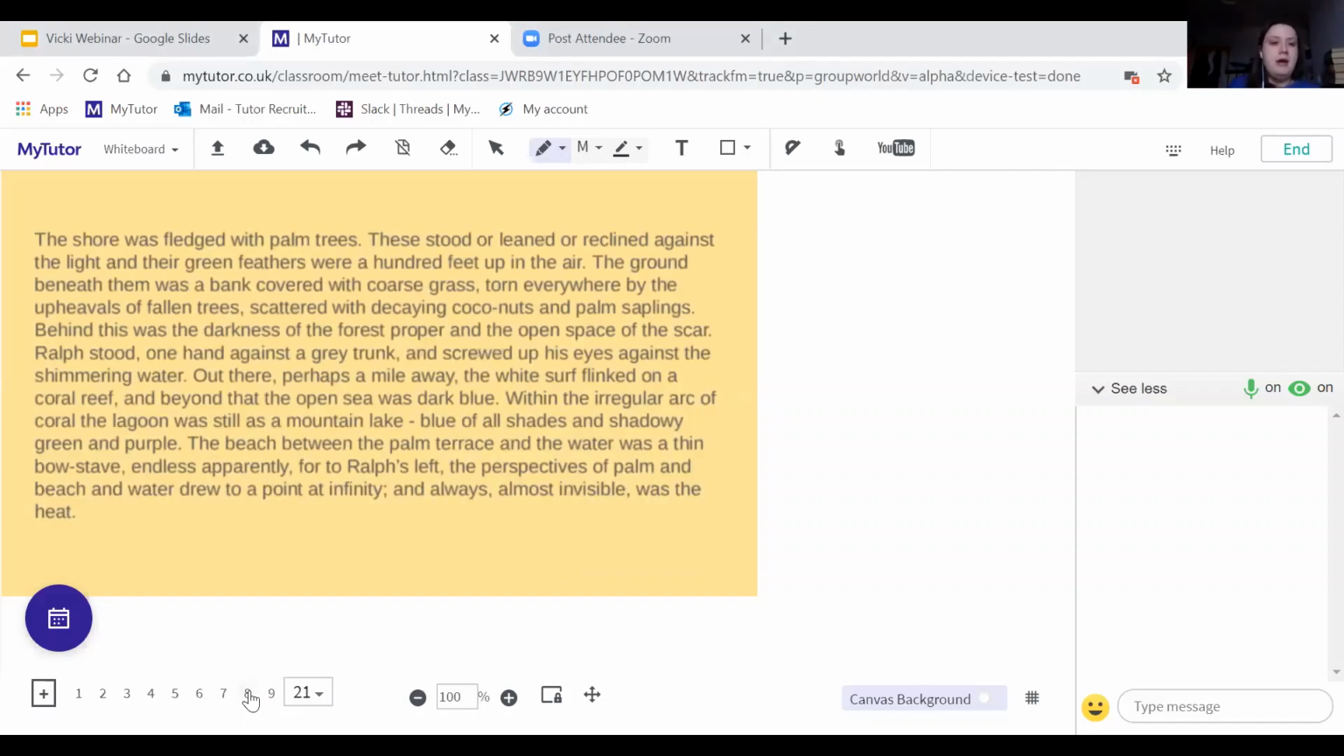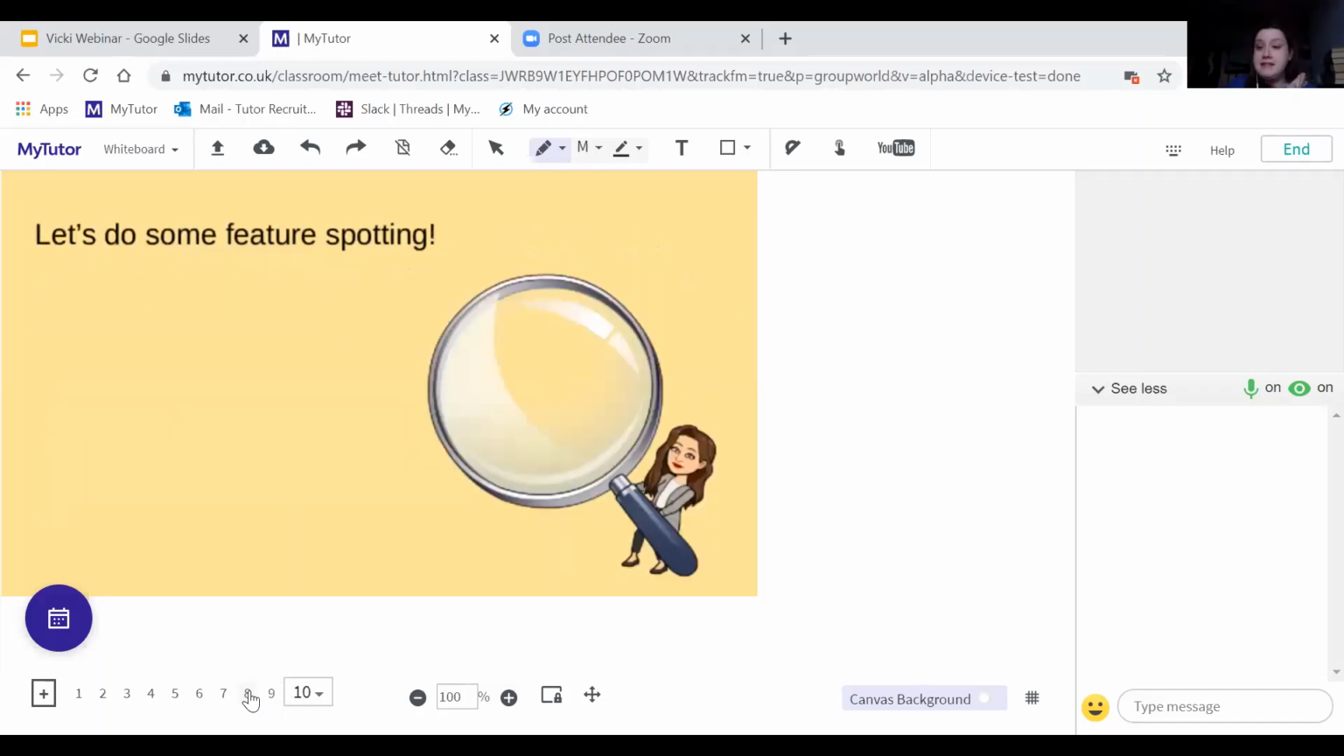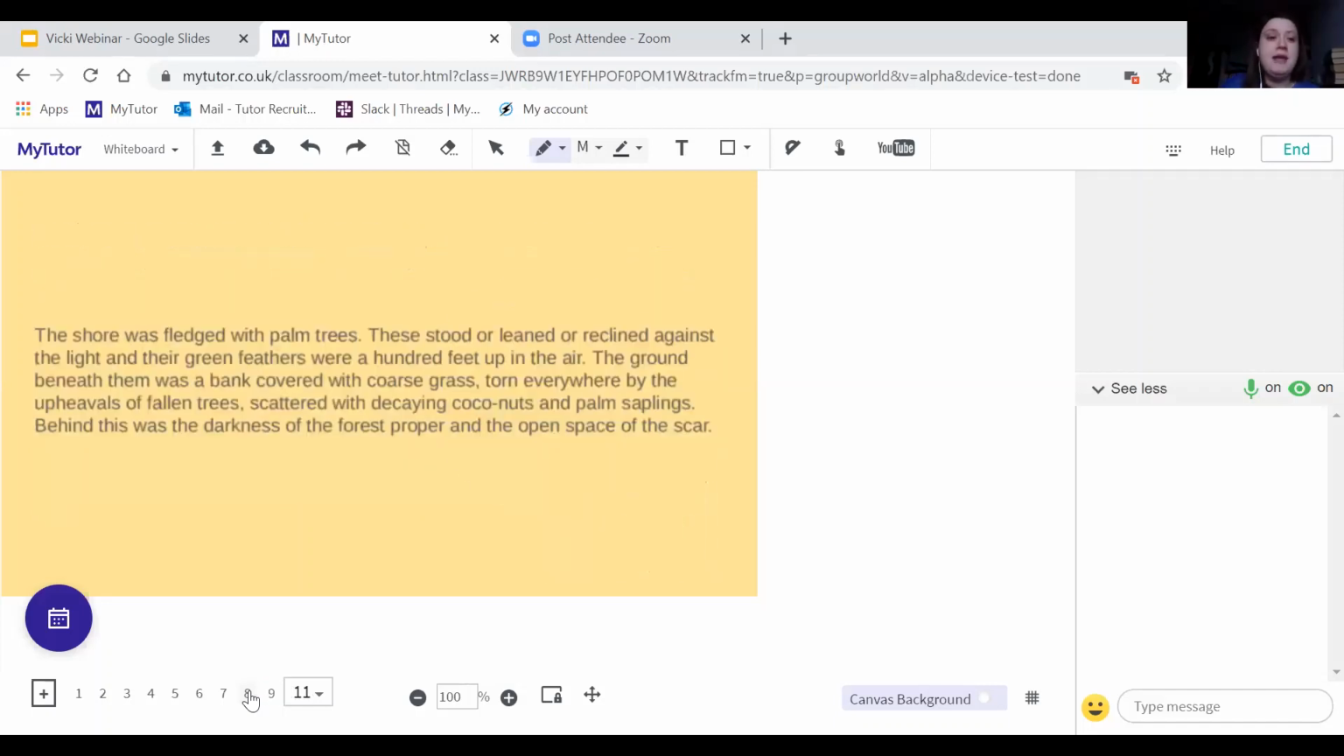So, all we need to basically know about Ralph at this point is that he is one of the boys that has landed. We don't need to know anything else for the purposes of this. Okay, so let's move on to doing some feature spotting then. So I've split this into two chunks so it makes it slightly easier for us to manage. So let's have a look.